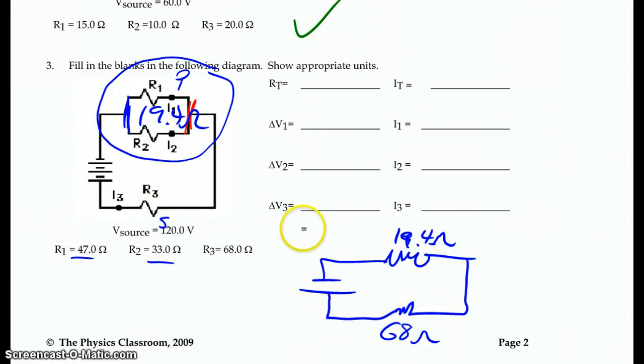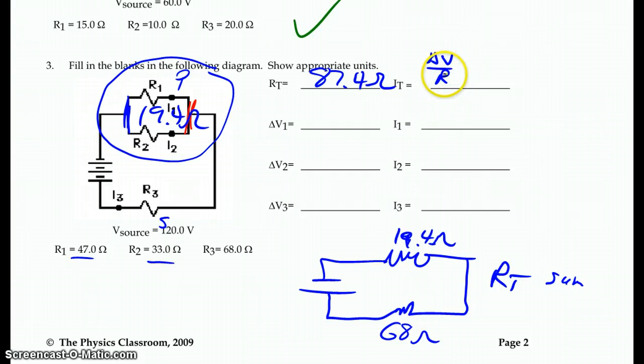Now it's a series circuit, so to get the total resistance of this one, I'm just going to sum up the other two, just add them together. So 19.4 plus 68, and we're at 87.4, and that's ohms. The input source voltage is 120 volts, so again I is delta V over R, so we're talking totals here, so 120 divided by 87.4, and we're looking at 1.37.